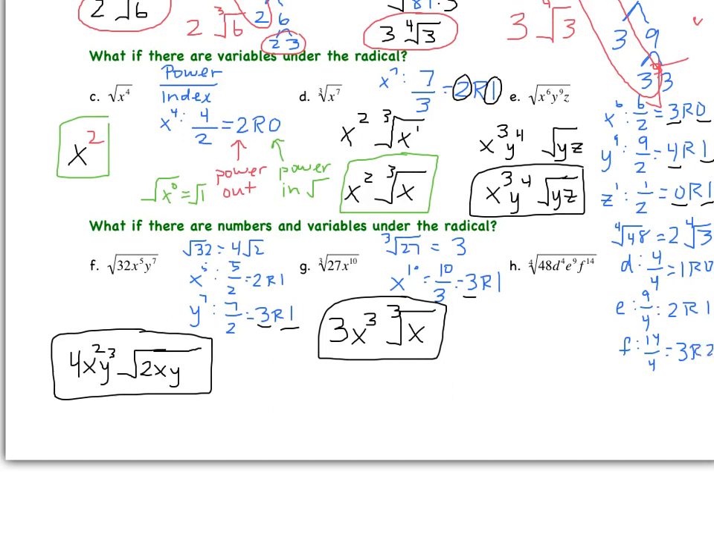So our final answer: a 2 comes out, and what's left underneath? The fourth root of 3. 1 d comes out, none remain. E squared comes out, 1 e remains, and f to the third comes out, and f squared remains underneath the radical.